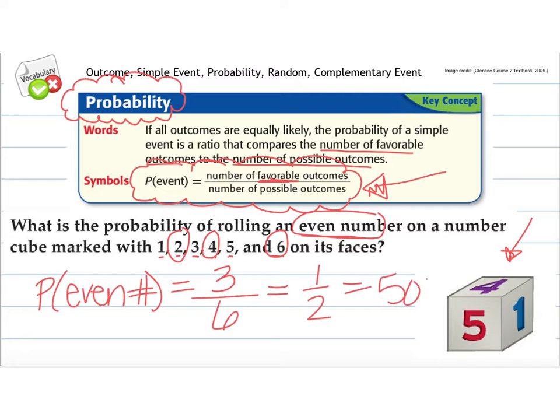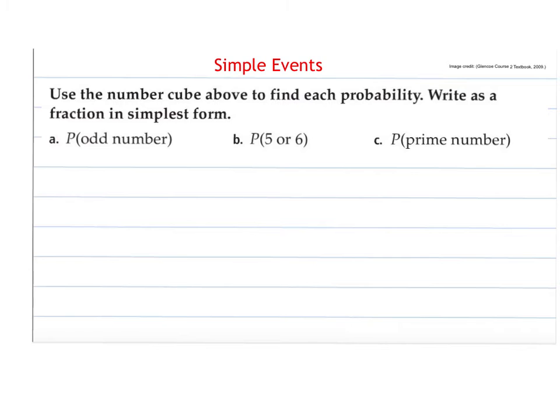We could write it as a percent. So the probability would be 50%. Sometimes it makes more sense to write it as a percent, and we can kind of visualize and think about it better that way. All right, so let's look at some simple events and some examples. So if we use the number cube above or the number cube from before, which again is just a dice, and remember a dice has 6 outcomes, 1, 2, 3, 4, 5, and 6, and we want to find each probability, write it as a fraction in simplest form.